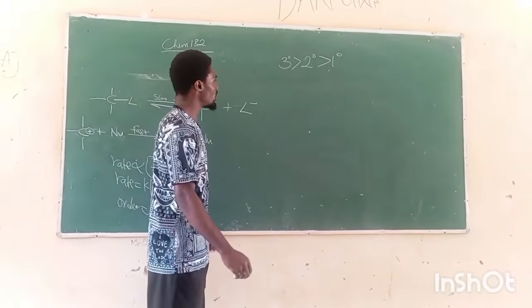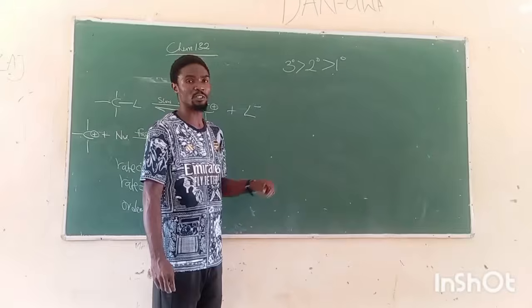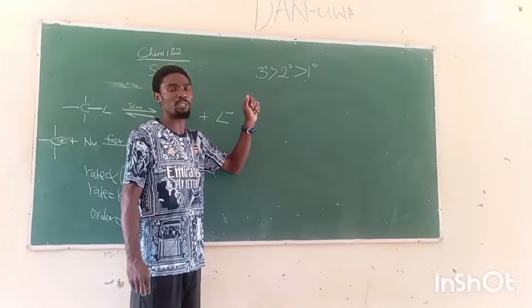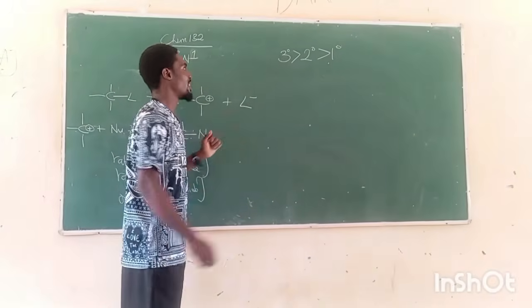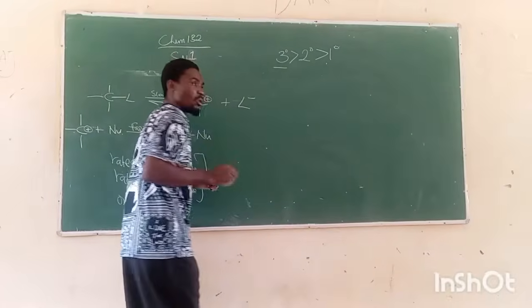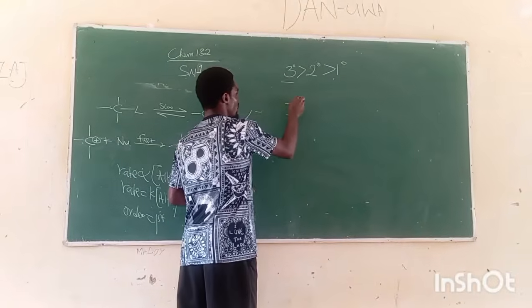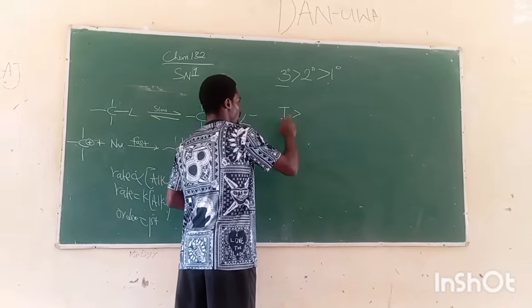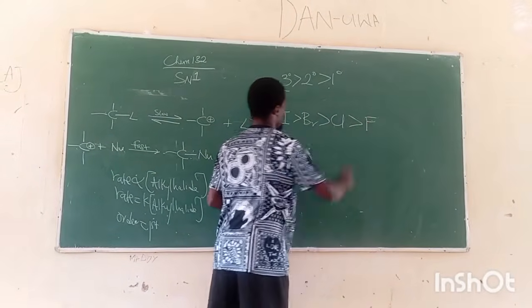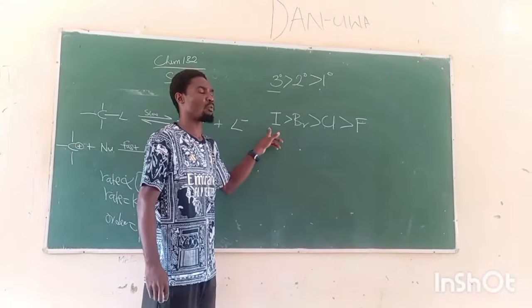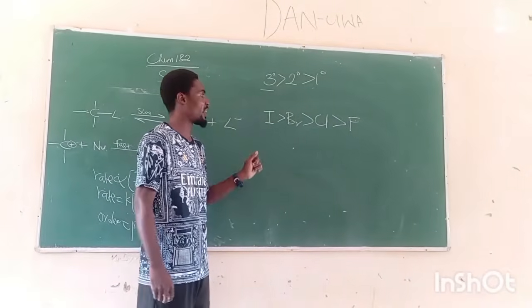Now, why is this so? We know that the stability of the carbocation formed is such that a tertiary carbocation is more stable than what? Secondary, and secondary more stable than what? Primary. So, because of the stability of the carbocation formed, tertiary alkyl will undergo reaction faster. Also, we've said that the nature of the leaving group is such that iodine is greater than bromine, bromine greater than what? Chlorine, and chlorine greater than what? Fluorine. Whether it's the SN1 or SN2 reaction, it's still the same order of reactivity.